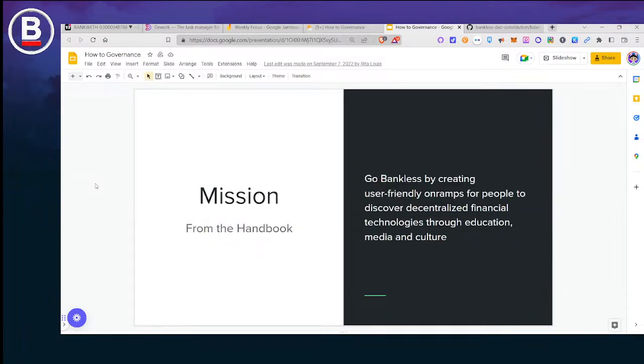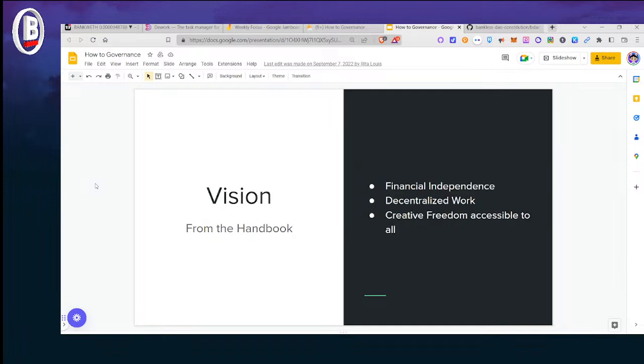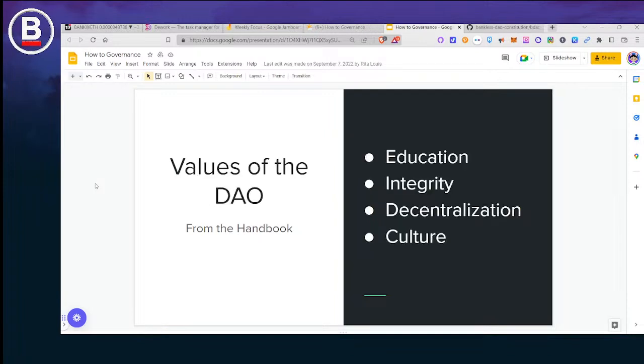Essentially, the mission of BanklessDAO is to go bankless by creating user-friendly on-ramps for people to discover decentralized financial technologies through education, media, and culture. Our vision is financial independence, decentralized work, and creative freedom accessible to all. Our main values of the DAO are education, integrity, decentralization, and culture.